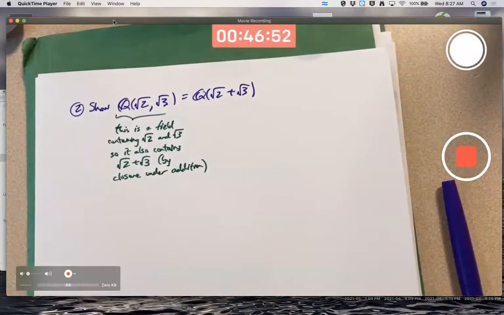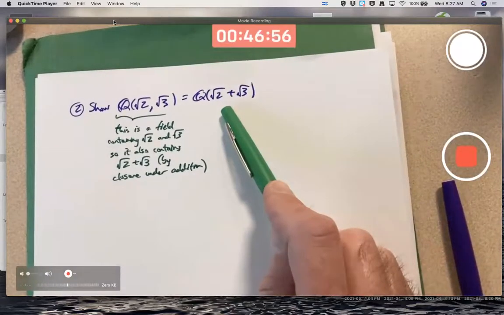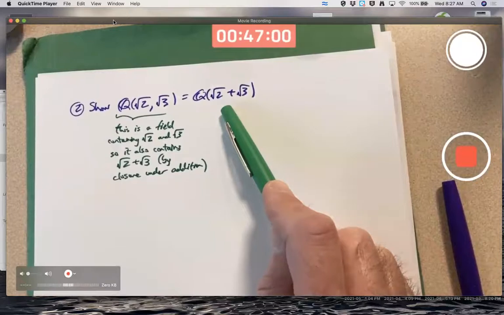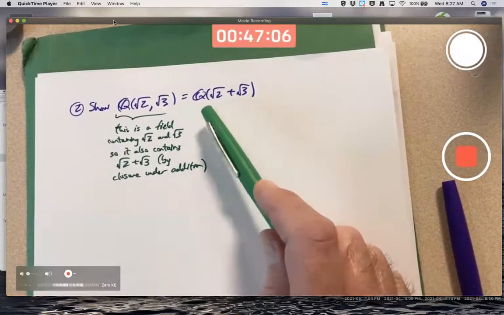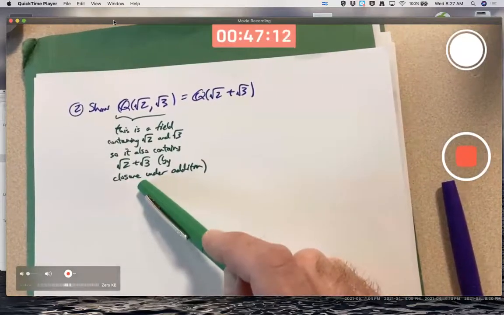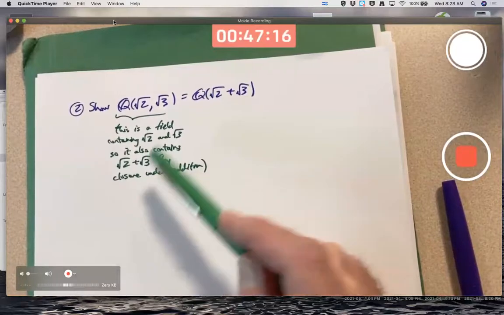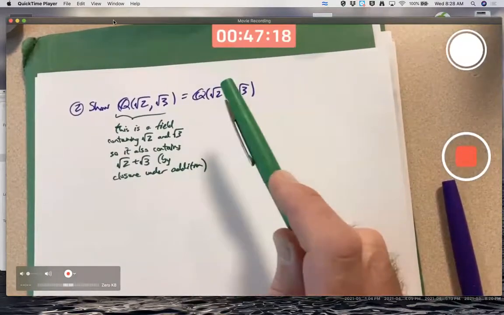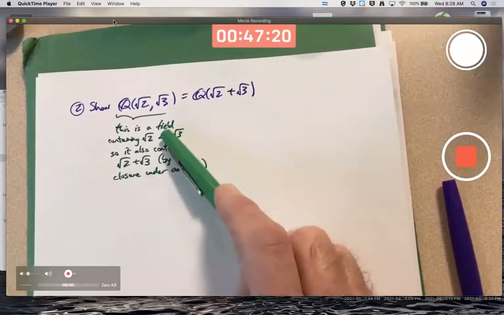But wait a minute. This symbol represents the smallest subfield of the real numbers, for example, or the complex numbers for that matter, containing the rational numbers and the square root of 2 plus the square root of 3. But here's a field that does contain square root of 2 plus square root of 3. This one's the smallest. Therefore, this one's got to be a subset of that one.